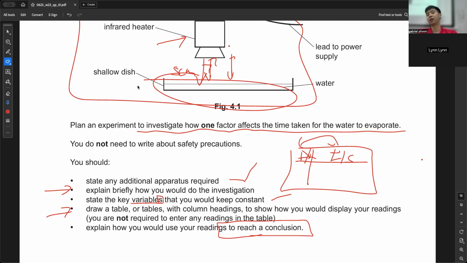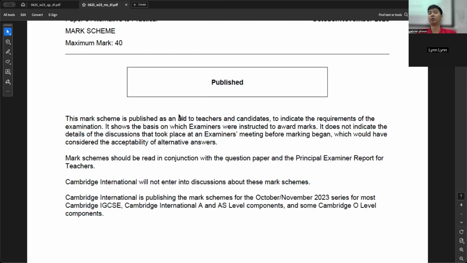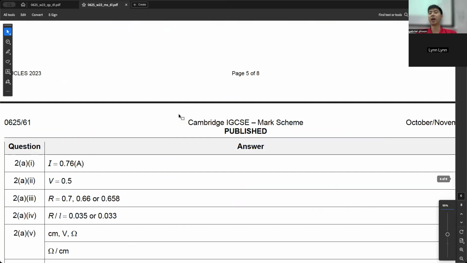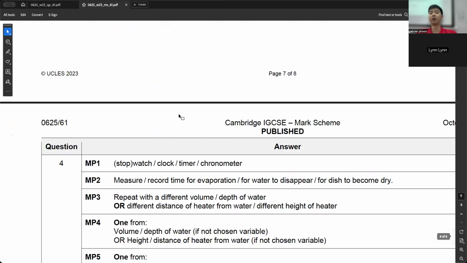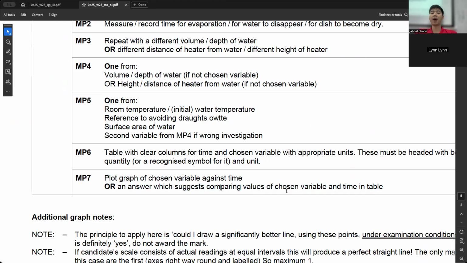Sorry, can you say what? Oh, by comparing the data that we've collected in the table. So in this case, it will be the time taken versus the distance of the heater. Look here, the comparison is always going to be this one. By comparing the variables. In this case, because I use distance, my variable will be distance, and obviously the time taken to fully evaporate the whole thing away.